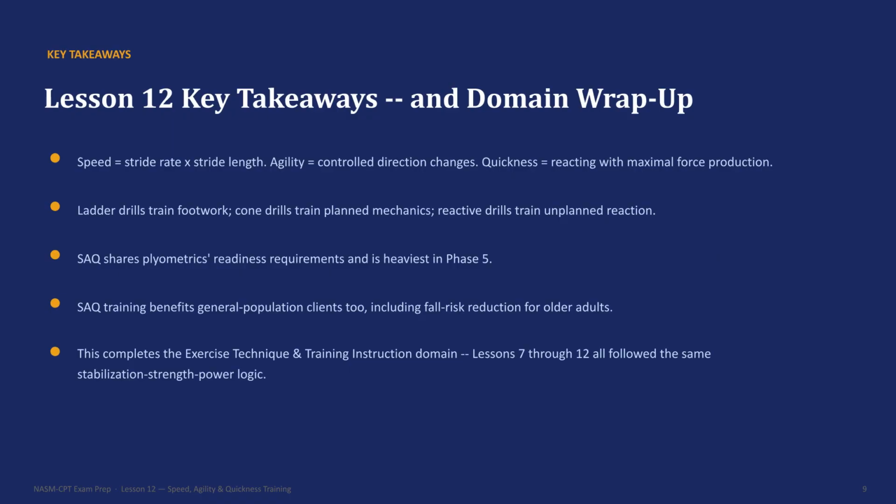Let's bring it all together. Speed equals stride rate times stride length. Agility is controlled direction changes. Quickness is reacting with maximal force production. Ladder drills train footwork. Cone drills train planned mechanics. Reactive drills train unplanned reaction. SAQ shares plyometric's readiness requirements and is heaviest in Phase 5. And SAQ training benefits general population clients too, including fall risk reduction for older adults.